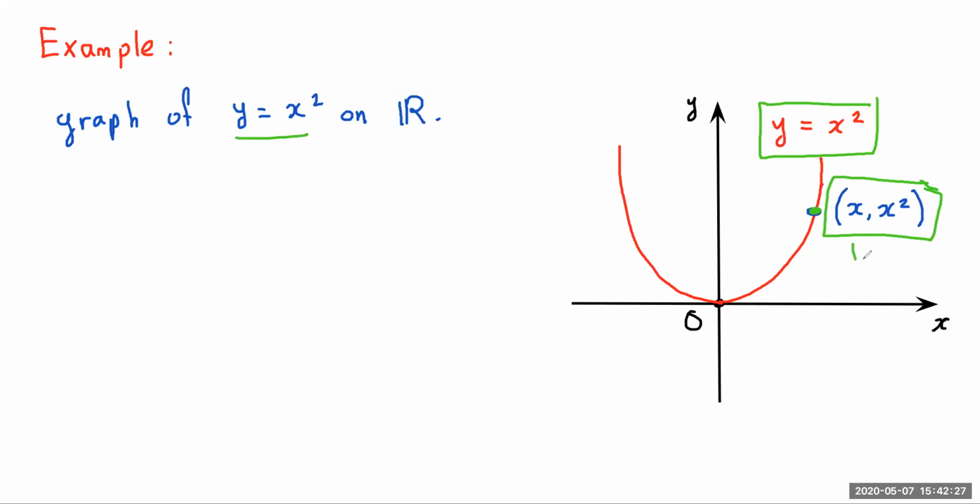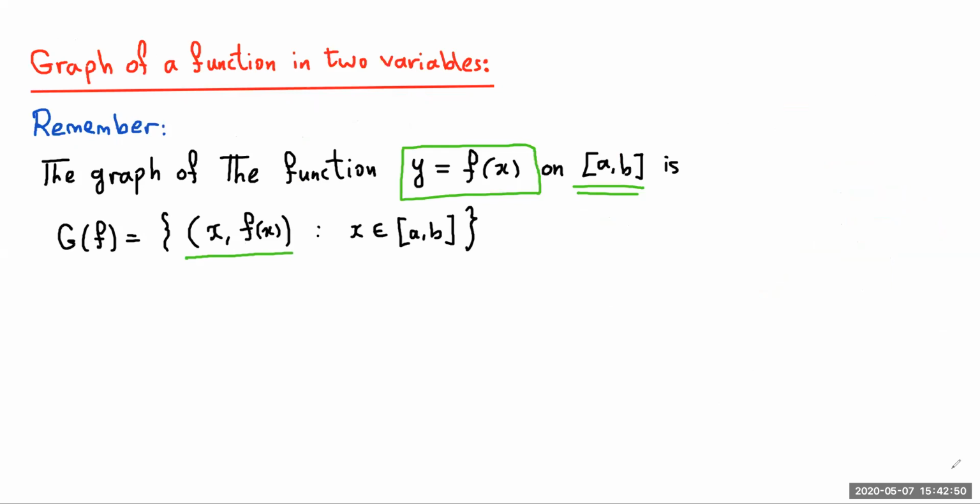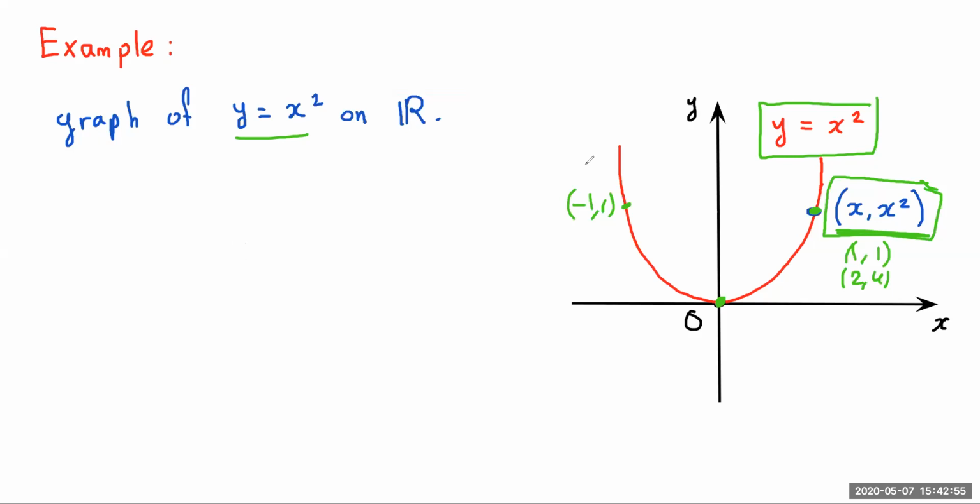If we take, for example, x = 1, y will be 1; x = -1, y will be 1; x = 2, y will be 4; etc. x = 0, y = 0. If we take all the points (x, x^2) when x moves in R, we will have a parabola. This is exactly what was in this definition. So this function and this graph in red, this is the graph of the function f where f(x) equals x^2.